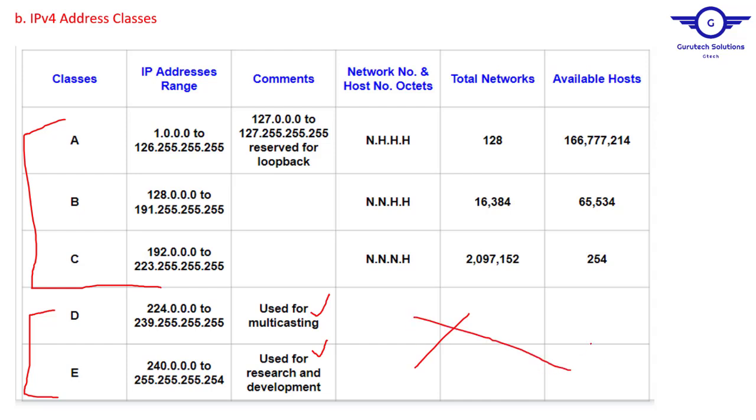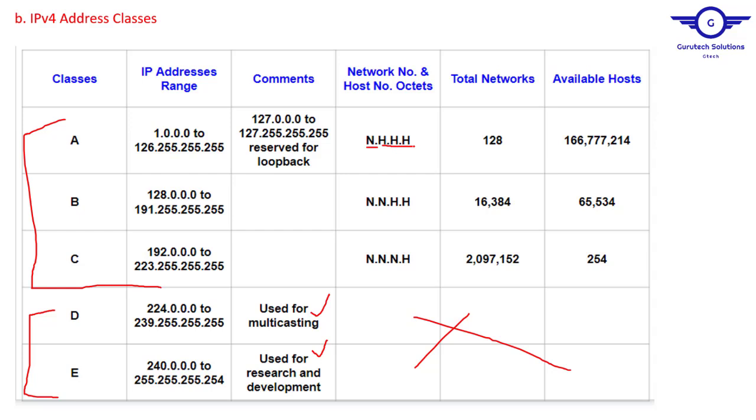Now let's shift our focus here from class A to class C. We go to the concept called network number octets and host number octets. For a class C address, we have the first octet as the network ID and the last three octets as the host IDs.